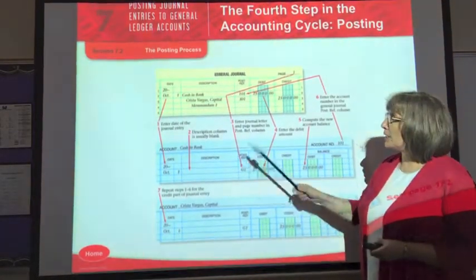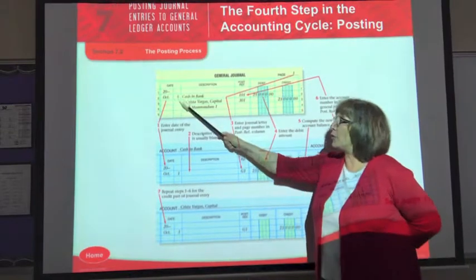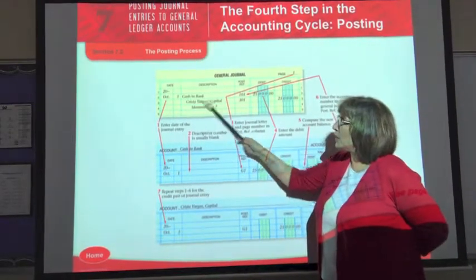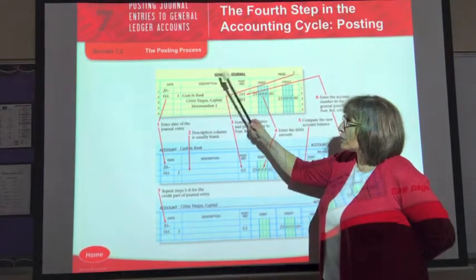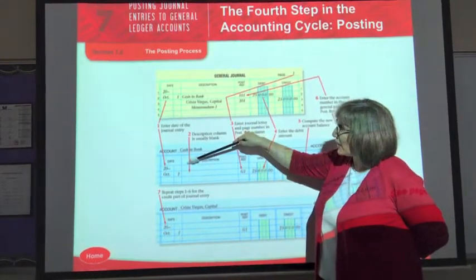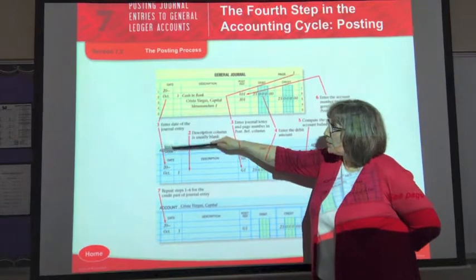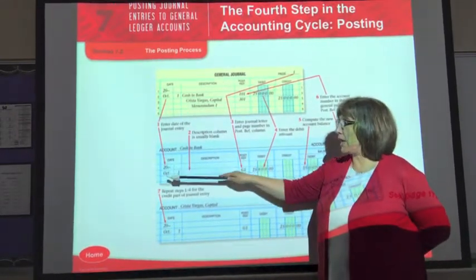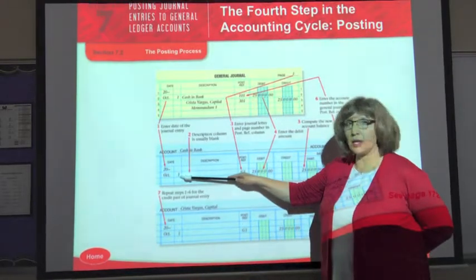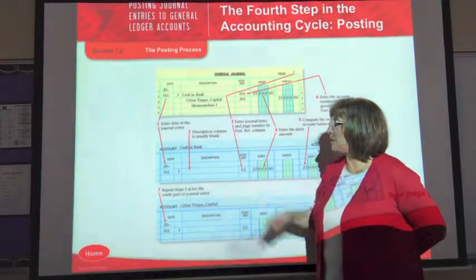We're going to go through cash first. Notice on October 1st, we had Cash and Bank and Krista Vargas affected. We're going to work with Cash and Bank first. You're going to find the Cash and Bank account in your general ledger. You'll come down here and you will record the date, just like we did on a journal. Year at the top, month, day. After that, you don't have to put the year and month anymore.